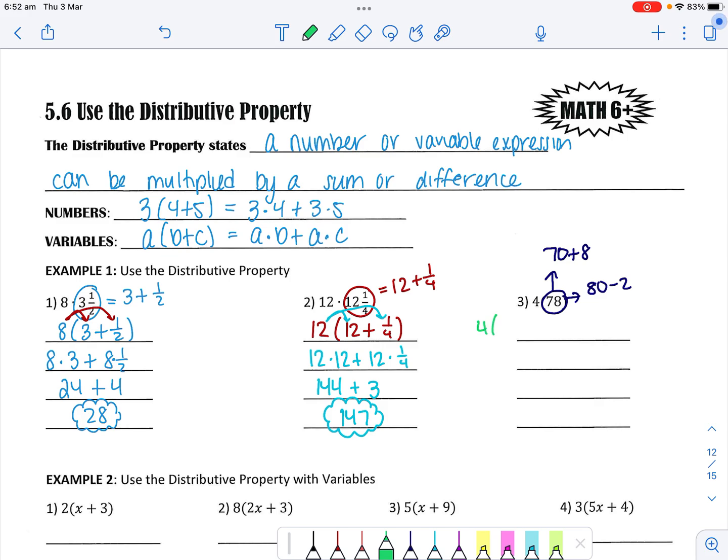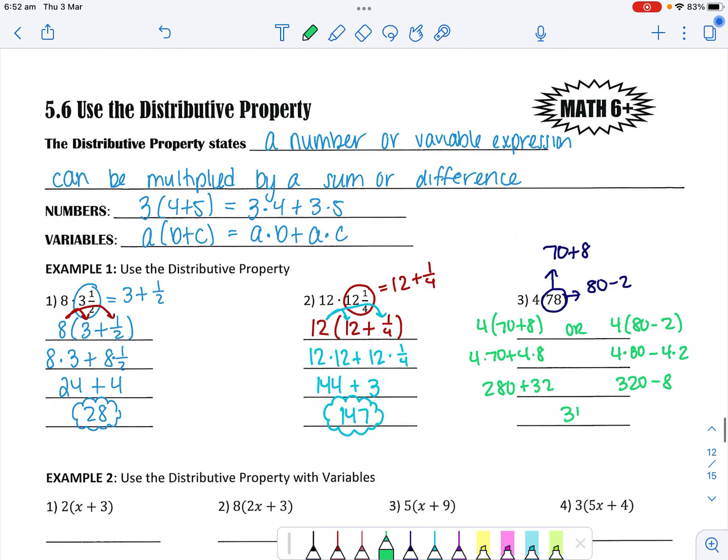So I've got 4 times (70 plus 8), or 4 times (80 minus 2). So I've got 4 times 70 plus 4 times 8, or I've got 4 times 80 minus 4 times 2. So this is going to be 280 plus 32, or 320 minus 8, and both answers get me 312. No matter how you break down that number, you should get the same answer.